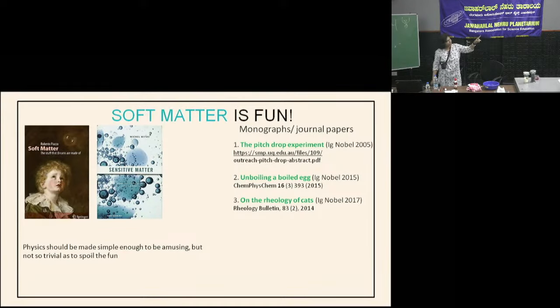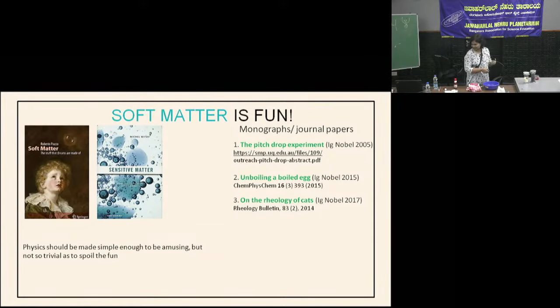The second experiment actually ended up as a ChemPhysChem paper, and this was done by a friend of mine at UC Irvine called Gregory Weiss. So he boiled an egg and then unboiled it. And he got the Ig Nobel for that in 2015. It's a fantastic experiment, it's all chemistry. If you want the details, I'm happy to share it with you. There are also a lot of resources on the internet.